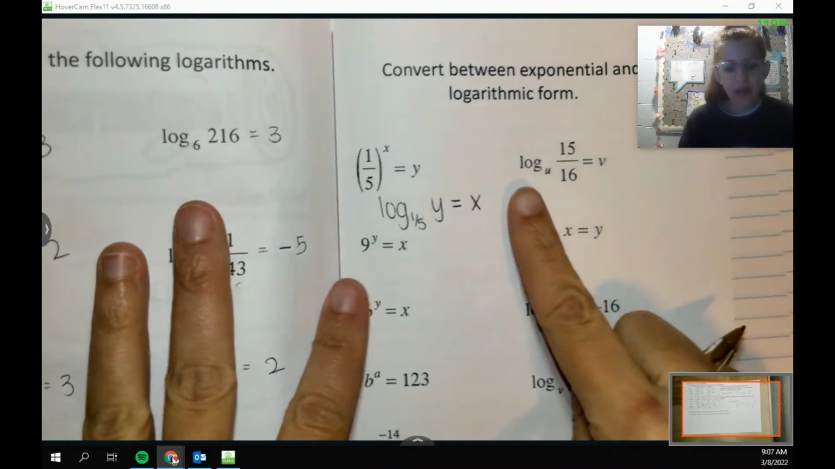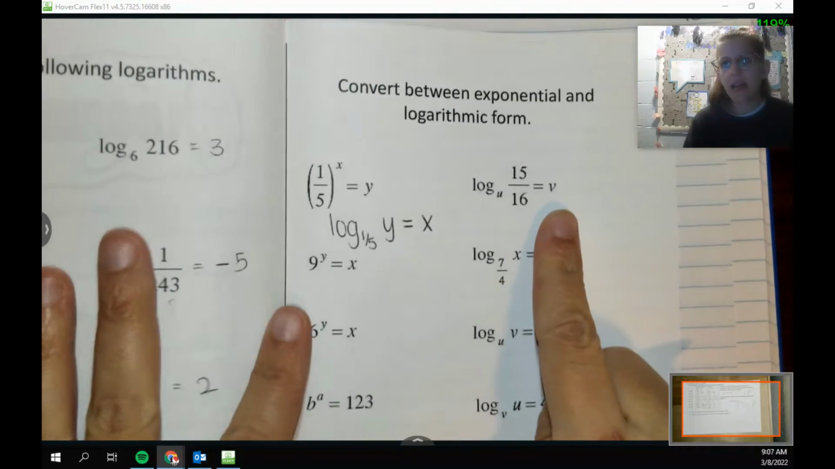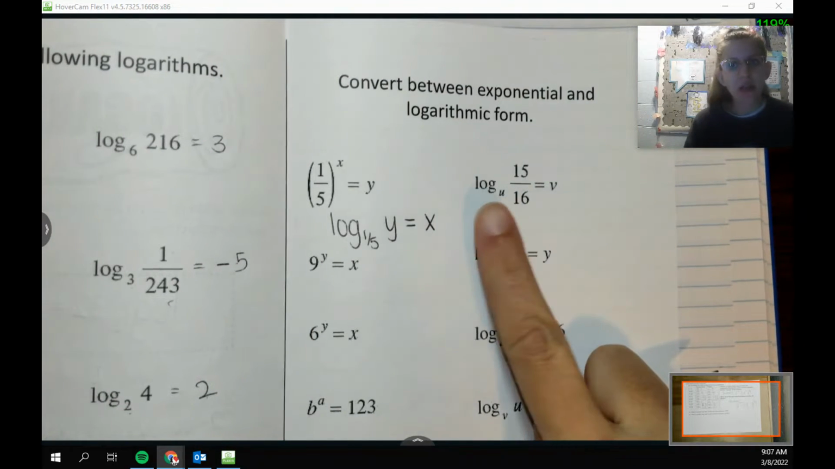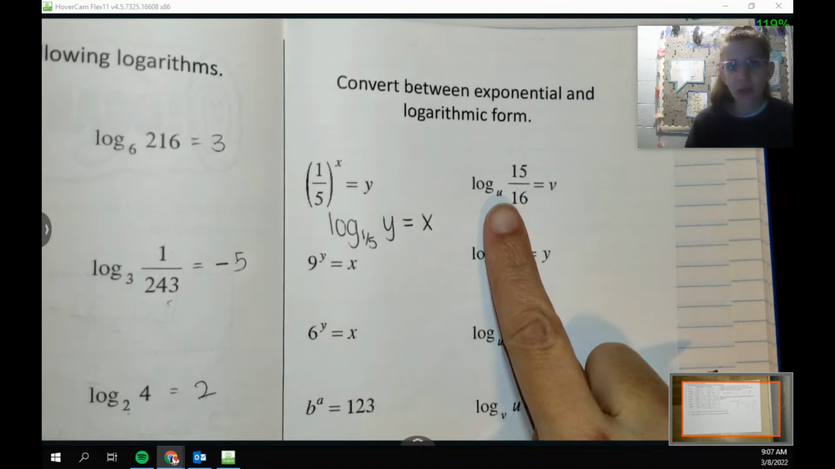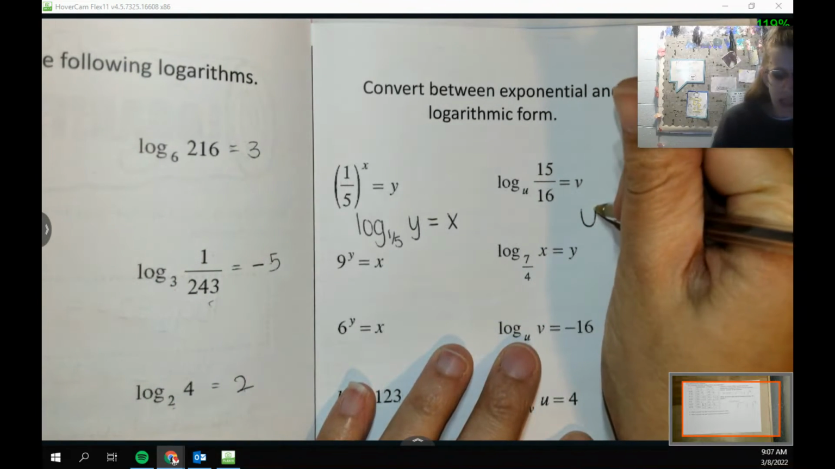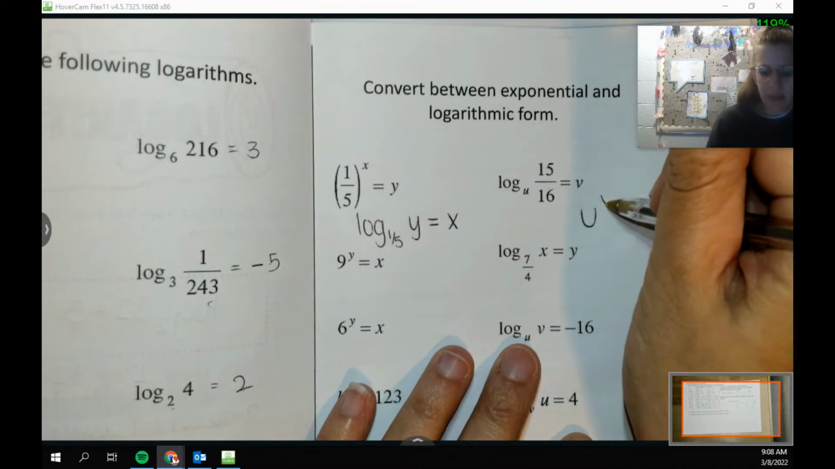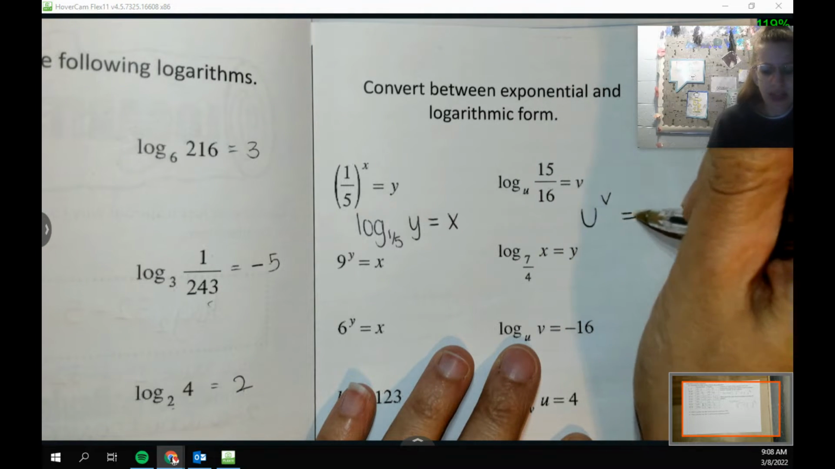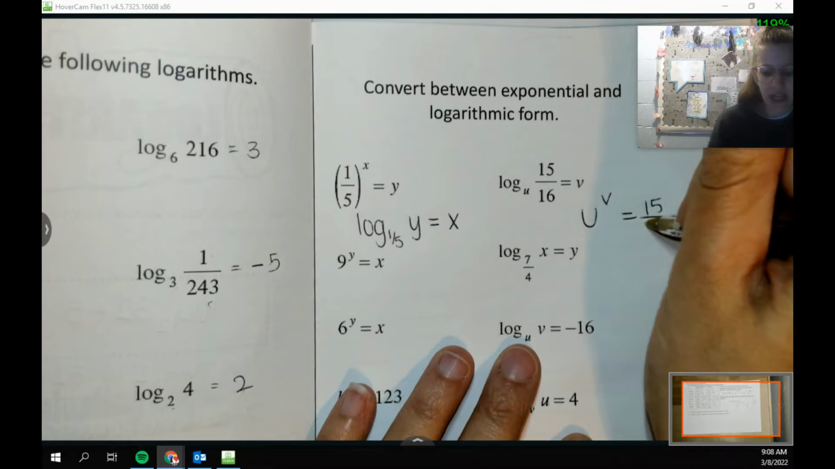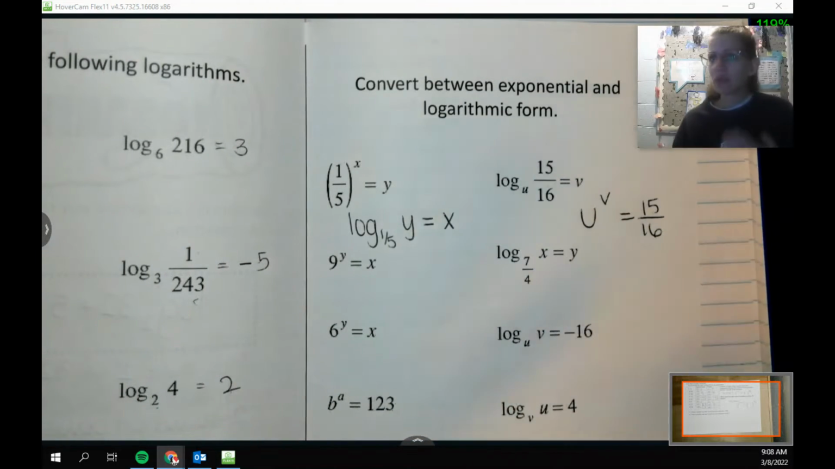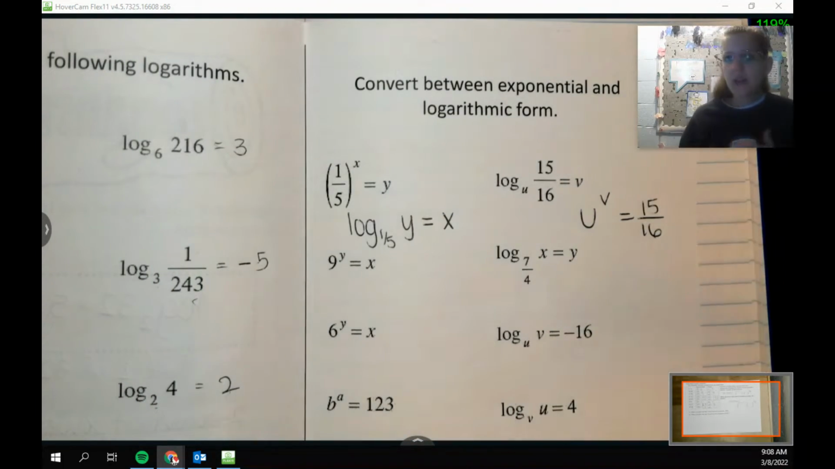Same thing if I have to go the other way. If I have a logarithm already, we're going to rewrite it as an exponent. So when I say log base u, I know that my base is u. A logarithm always spits out an exponent, and then it equals this other number, 15/16. Now we're not solving anything here. We're just rewriting. And so another way to think about rewriting is I have a little loopy trick.